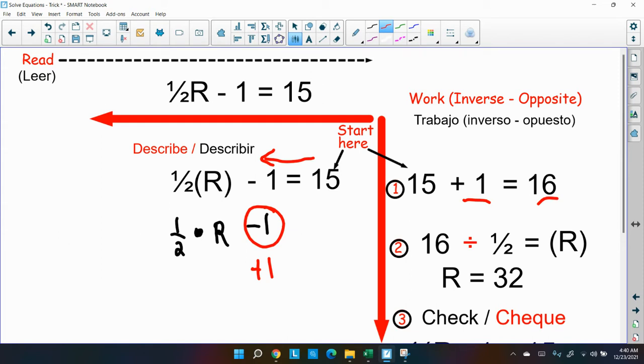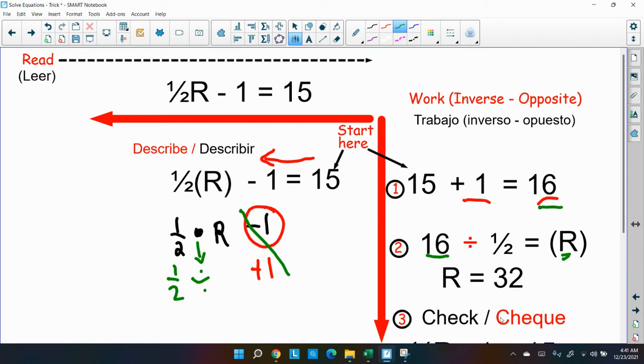Now I'm going to continue going backwards on my journey. The 1 is gone, so I don't have to worry about that. Now I have a multiplication that I have to deal with. The opposite of multiplication is division. So I'm going to divide by 1/2. I take the 16, which I ended up with in the first step, and my second step is to take the 16 divided by 1/2. And that's going to give me the r.